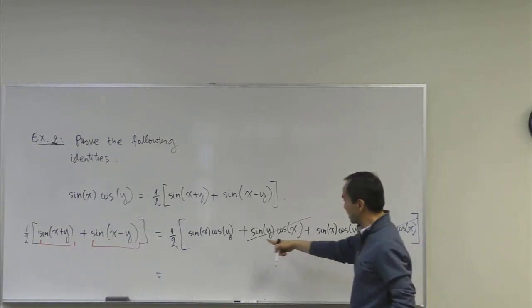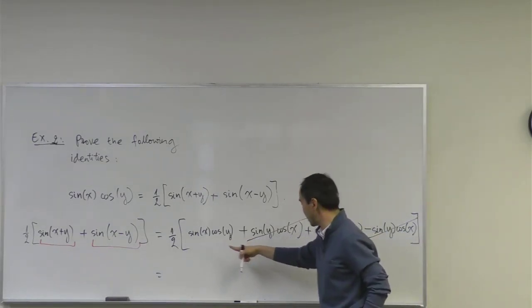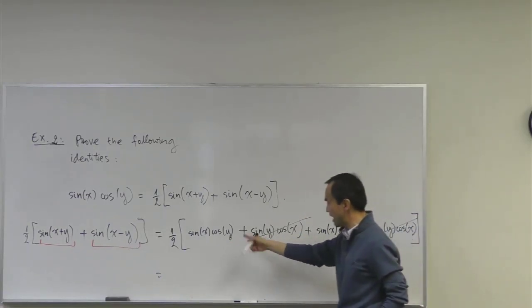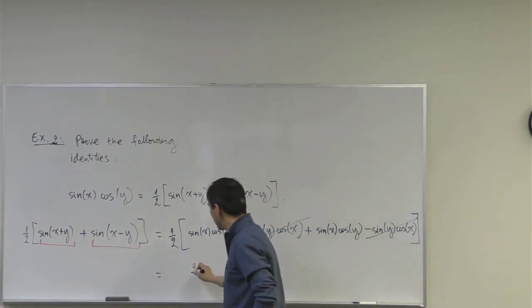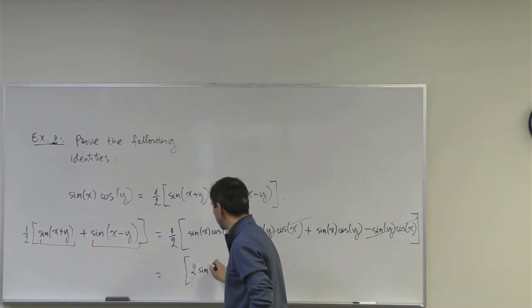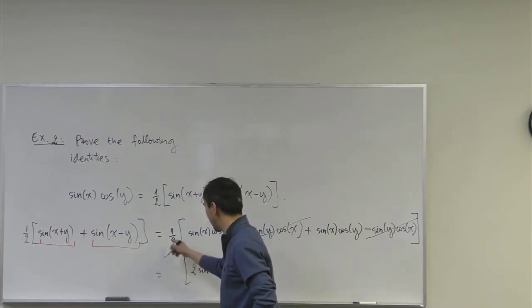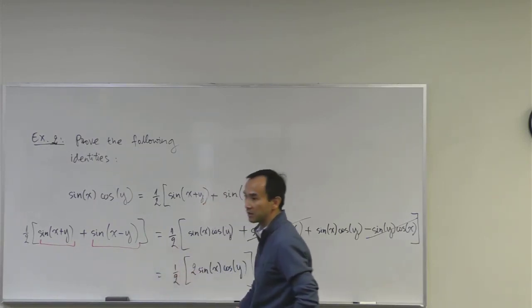These are exact like terms: sine of x times cosine of y, and sine of x times cosine of y. So adding them together, in the brackets we have two times sine of x times cosine of y. You see how it gets so shortened down with that? And we still have that one half multiplied in front.